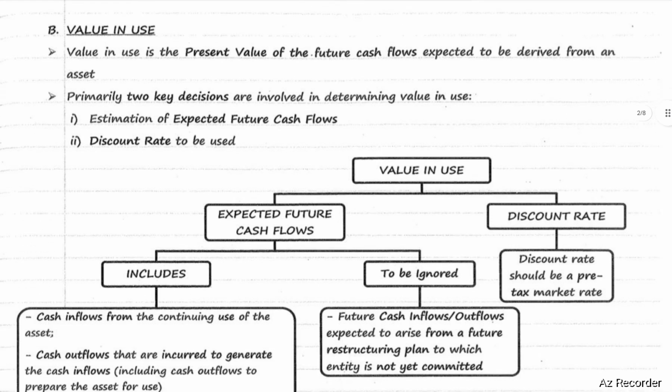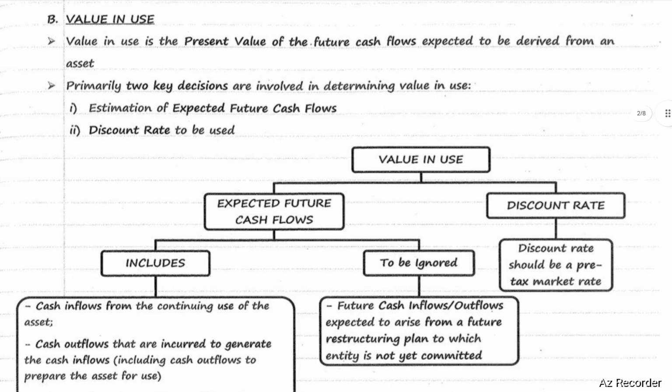Value in use. How to calculate value in use? Value in use is the present value of future cash flows expected to be derived from an asset. Primarily, two key decisions are involved in determining value in use. First, estimation of expected future cash flows. Second, the discount rate to be used.